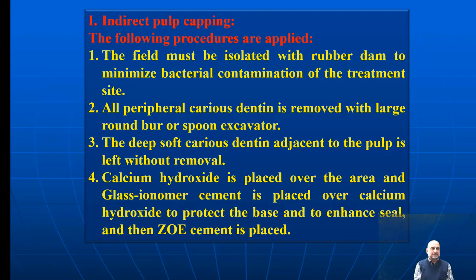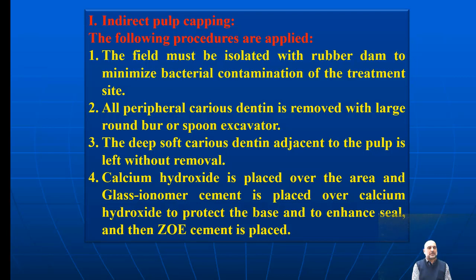So this deep, even soft, not hard, carious dentine adjacent to the pulp is left without removal. Even if the carious dentine is soft, when we suspect there is exposure if we remove it, we leave it.